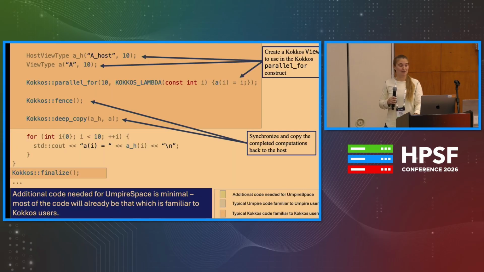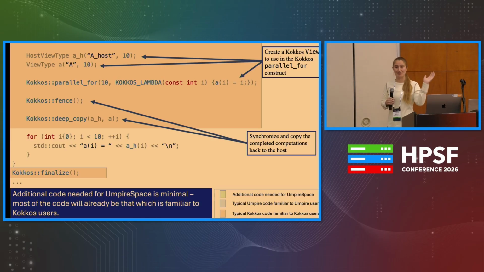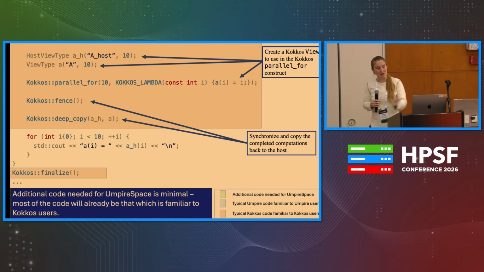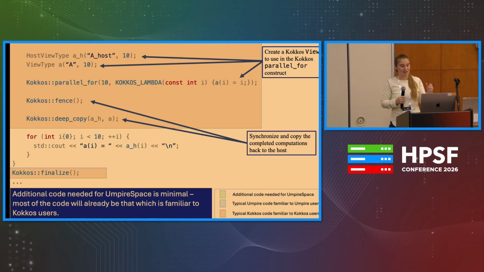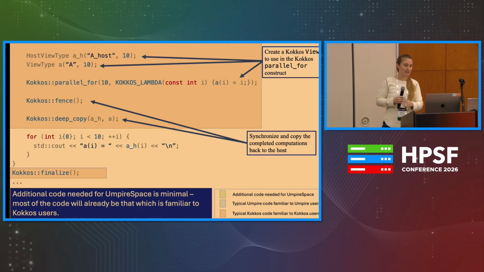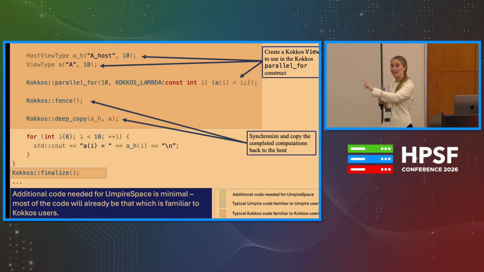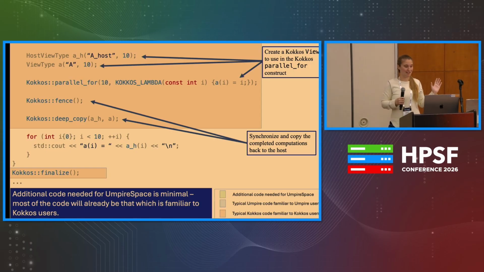Okay, and then the second half. Now this is all easy, right? Because this is just Kokkos code. So you create your views. You're going to use them in parallel fors. You're going to do something super simple. You're going to synchronize, and then you're going to deep copy everything back to the host so that you can print it out and check it. And then you finalize, your second favorite thing to do with Kokkos.